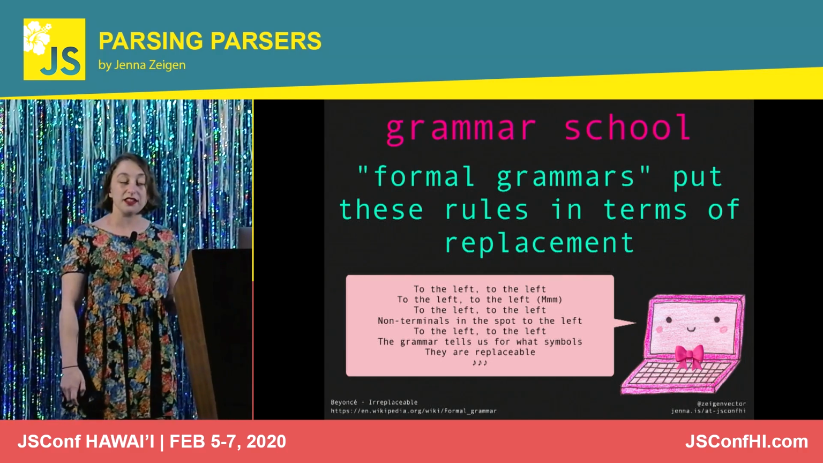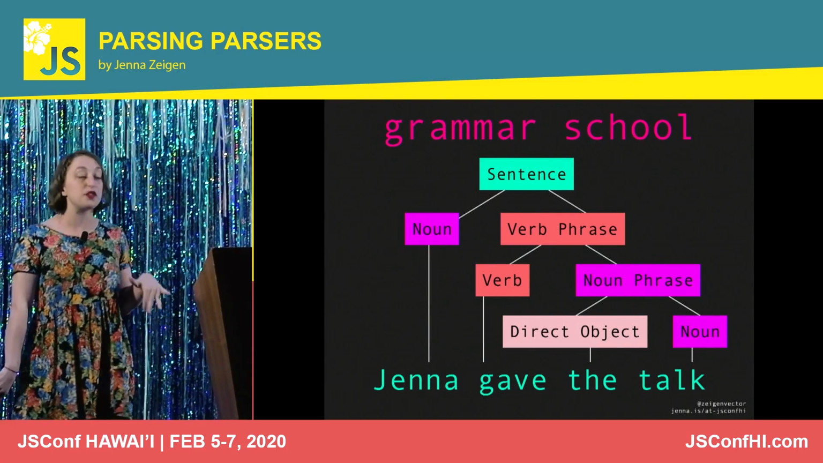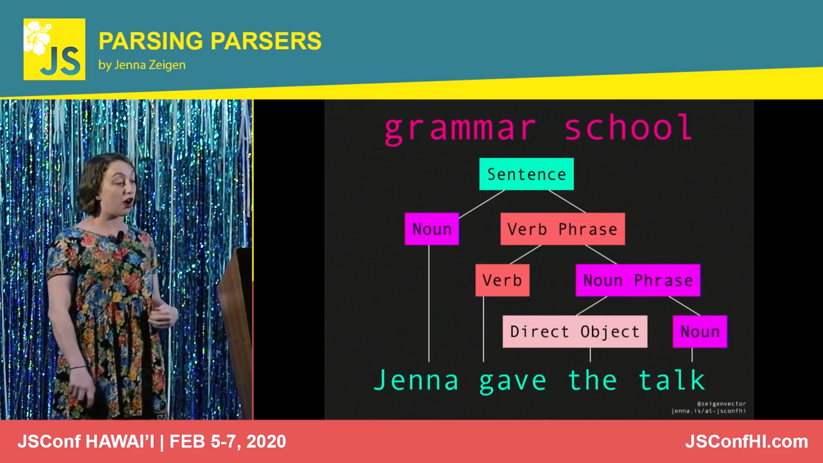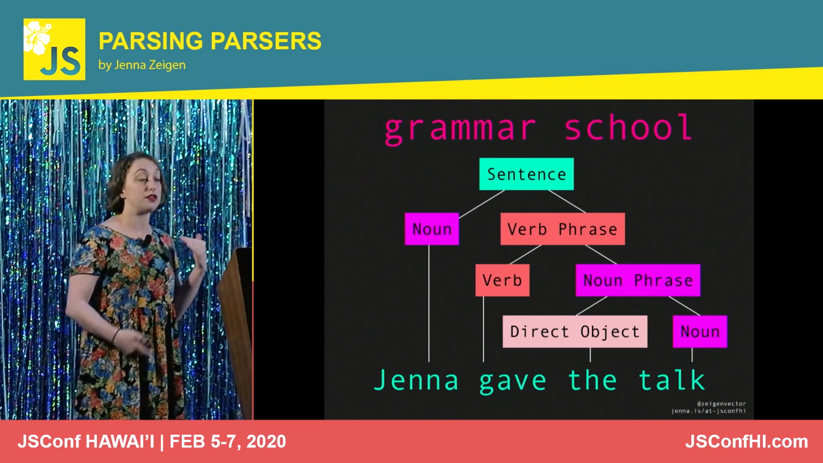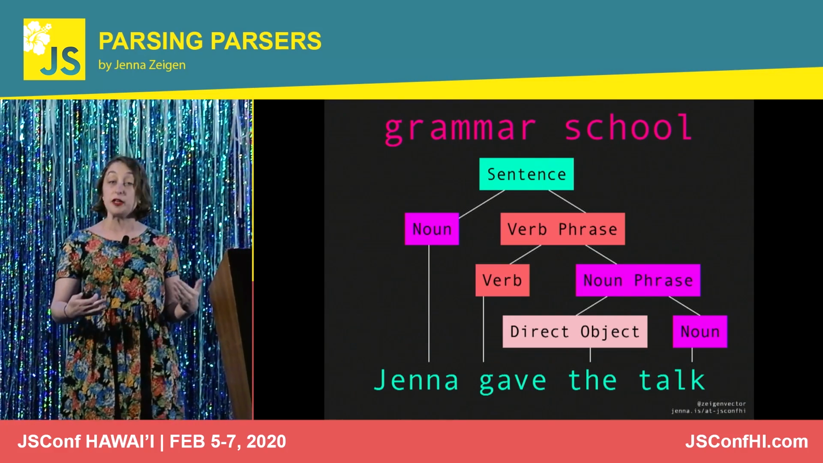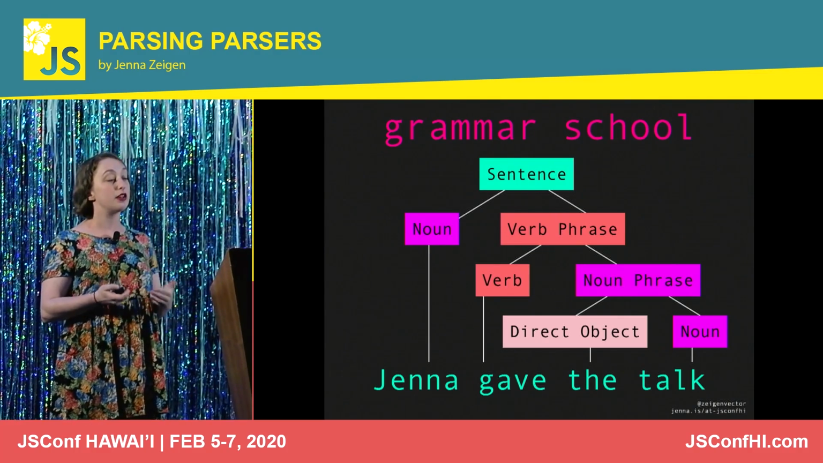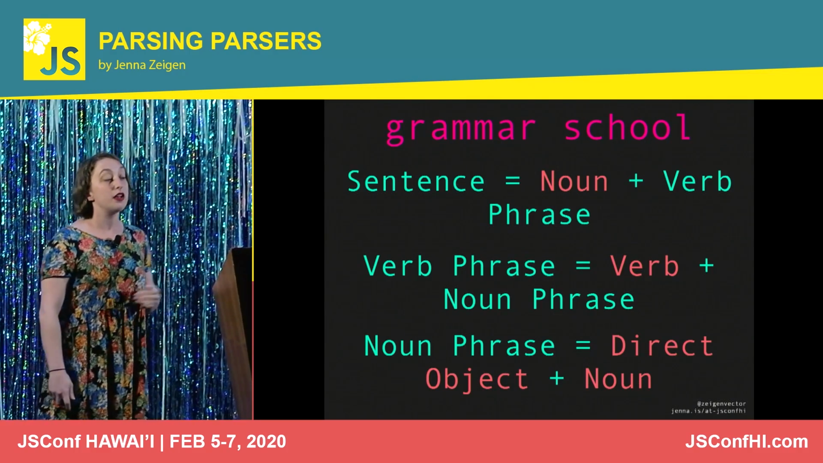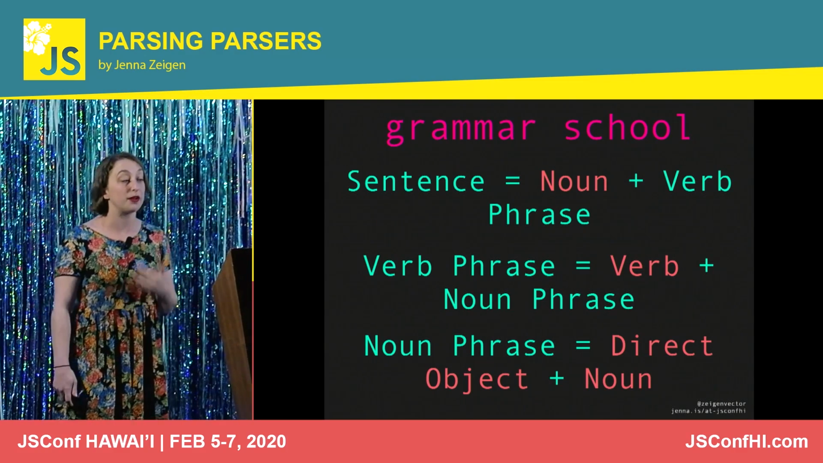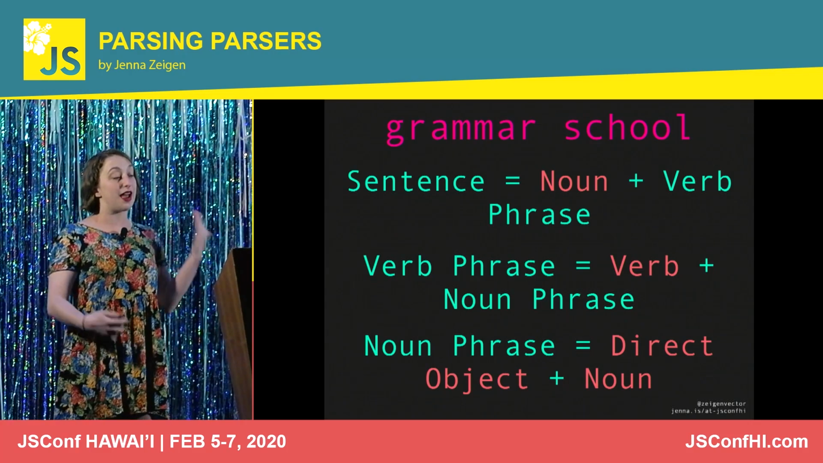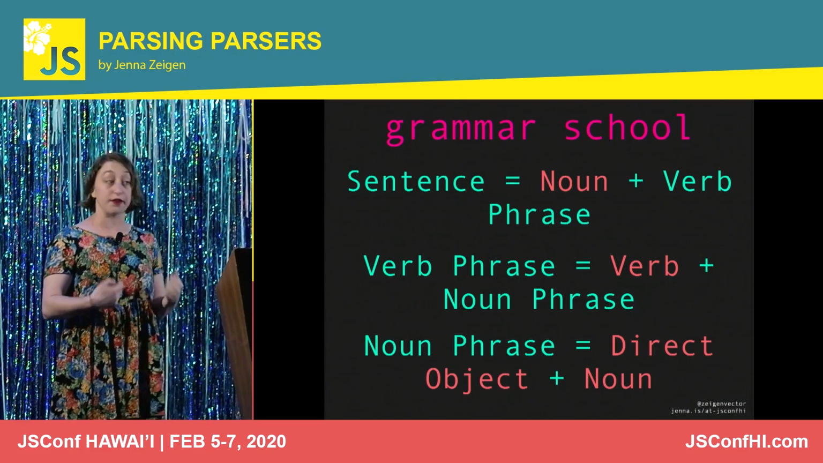So to get a sense of what I mean by replacement, let's take a look at this little sentence diagram for this very short sentence, Jenna gave the talk. So we can kind of see that a sentence can be broken down into a noun and a verb phrase. A verb phrase can be replaced by a verb and a noun phrase, etc., all the way down the line. So here are these rules put another way. So you can see that sentence, noun plus verb phrase, verb plus noun phrase. Noun phrase can be broken down into a direct object and a noun, and neither of these can be broken down any further.